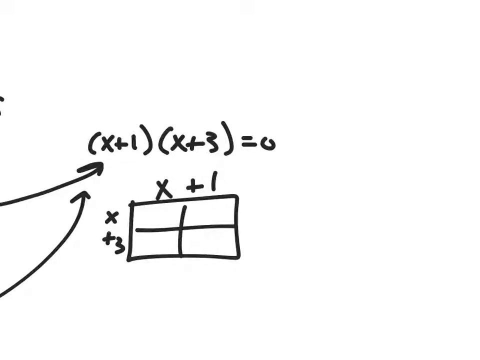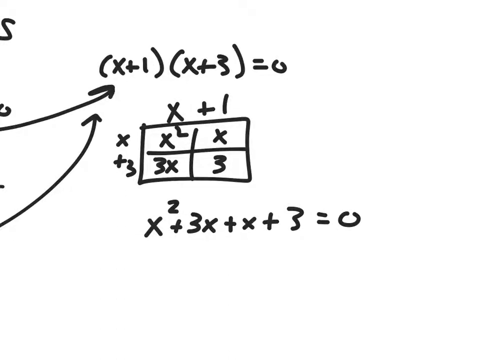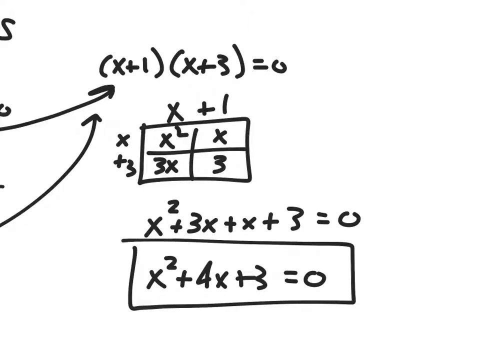So x times x gives me x squared. 1 times x gives me x. 3 times x gives me 3x. 3 times 1 gives me 3. So now I've got x squared plus 3x plus x plus 3 equals 0. And then let's combine them, so I get x squared plus 4x plus 3 is equal to 0. And that, my friends, is my polynomial.